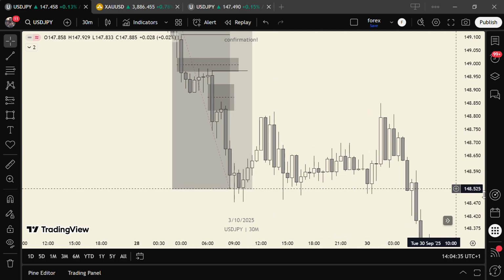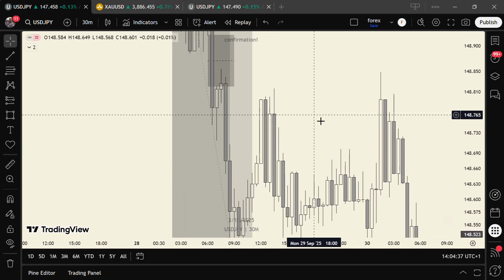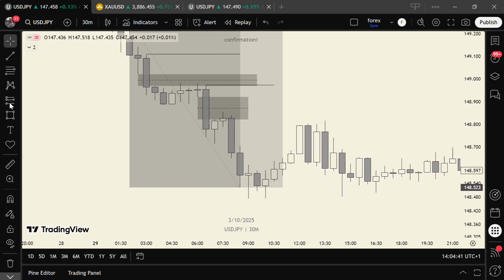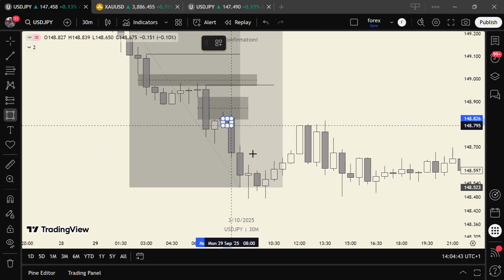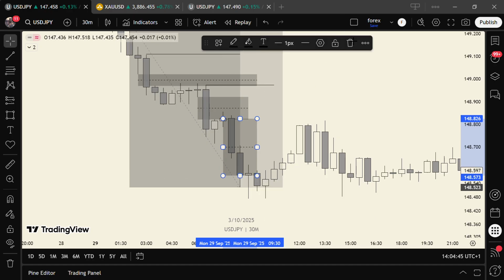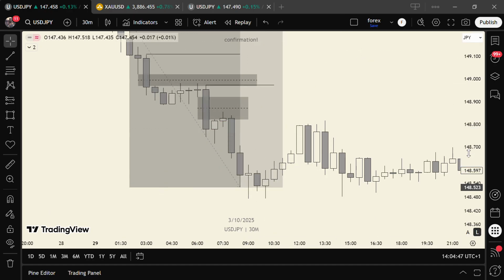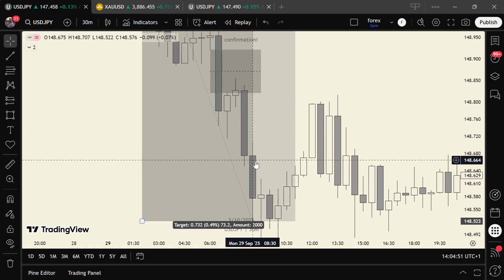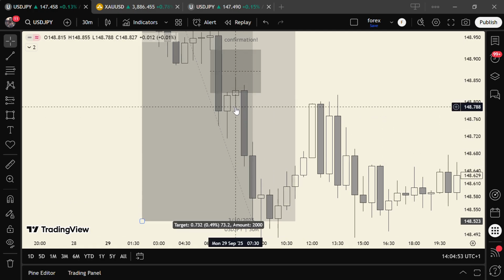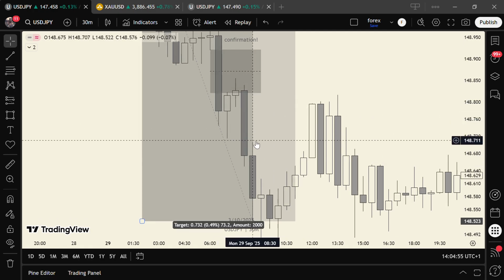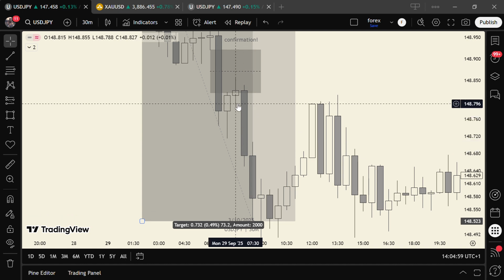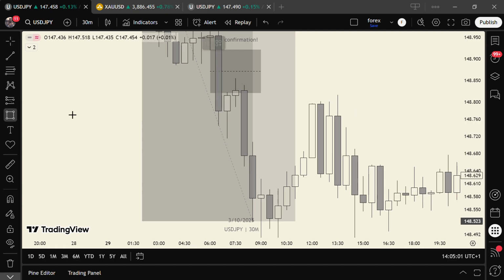As we can see in this very area here, we have two fair value gaps, because we can see here one, two, three candles, and the bottom wick of the first candle and the top wick of the third candle do not touch. So they left a gap.